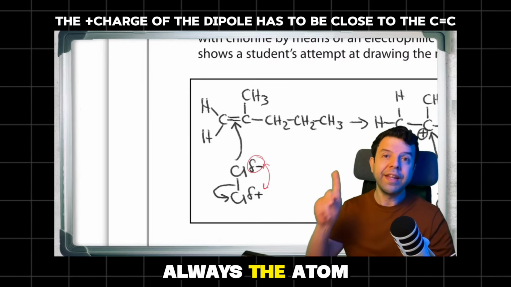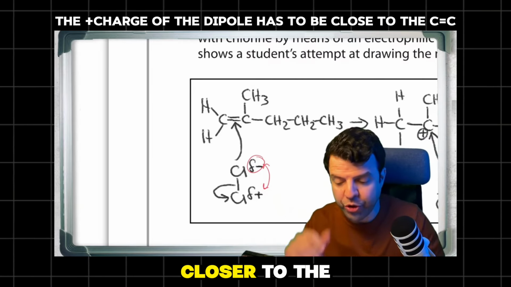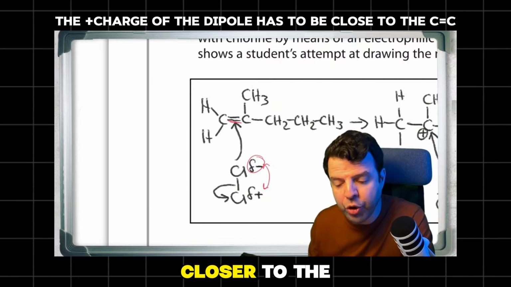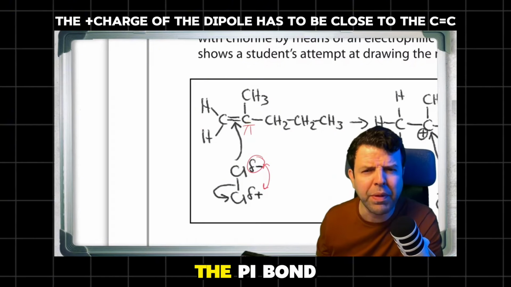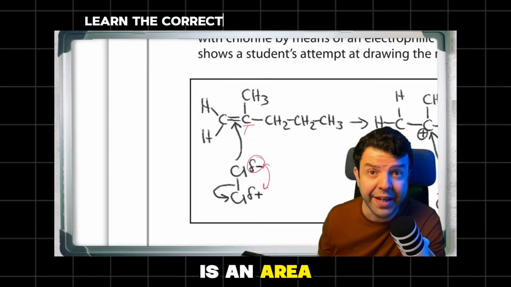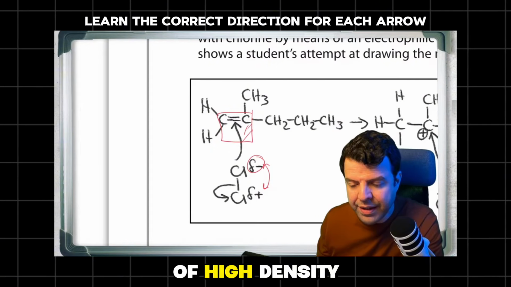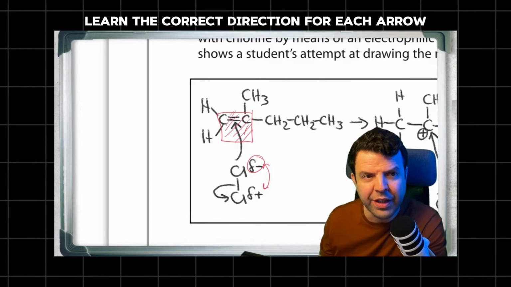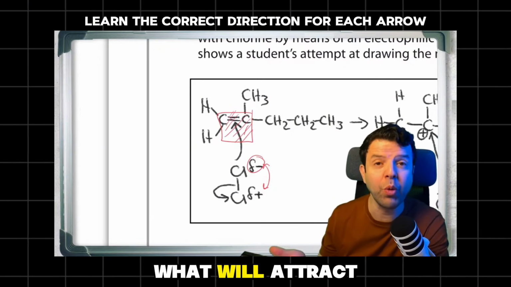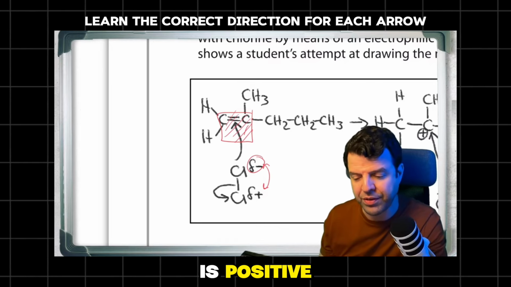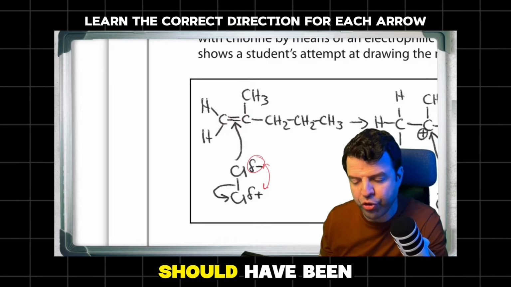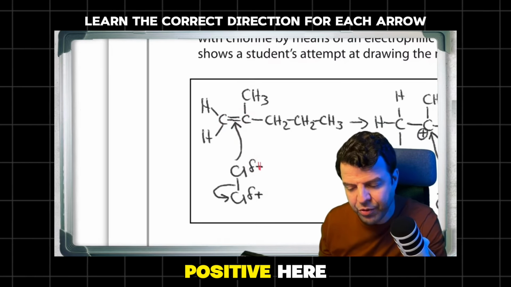Always, always the atom closer to the double bond, closer to the pi bond. Remember, the pi bond is an area of high density of electrons. What will attract to electrons, what will attract to negative charges is positive. So the dipole should have been positive here, negative here.